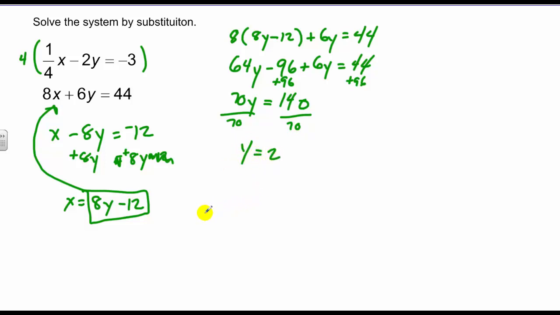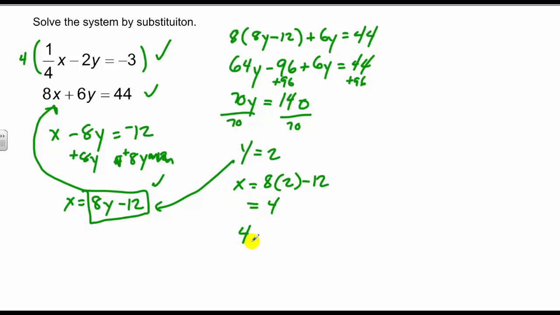I can plug back into any equation I want, either this one here, or even this one here, because I know it's equivalent to x. I'll do that. So I get x equals 8 times 2 minus 12, which in this case is 4, and 4, 2 is my ordered pair solution.